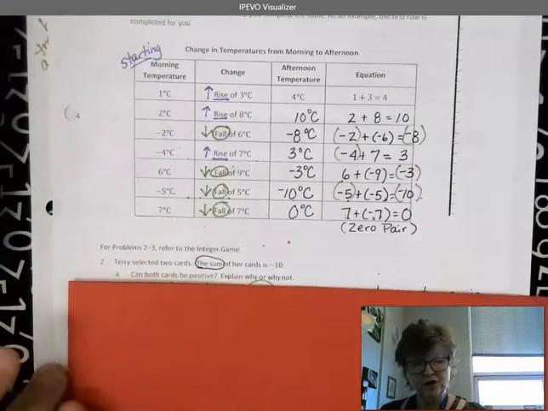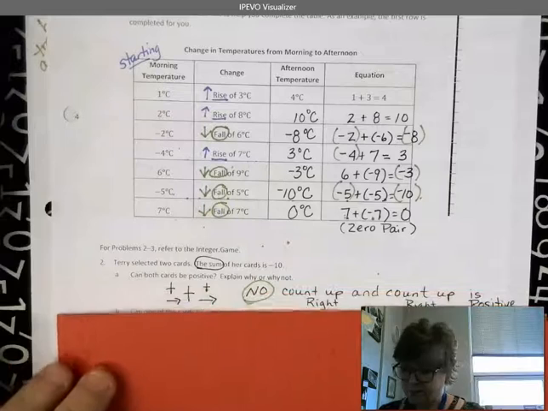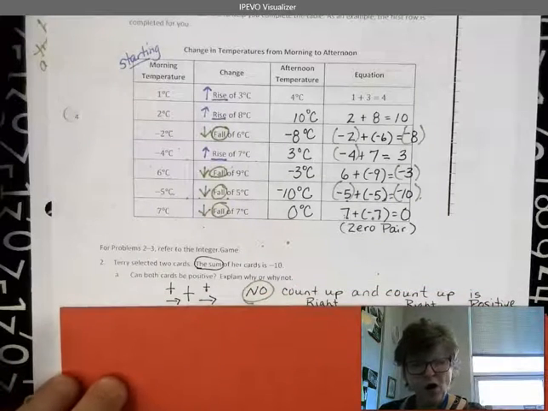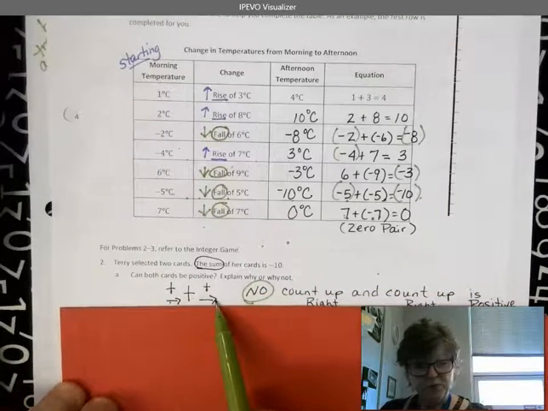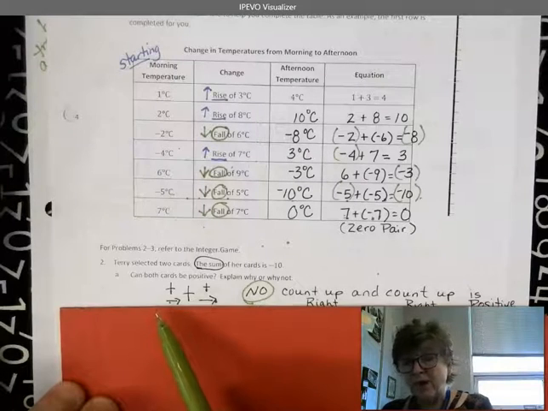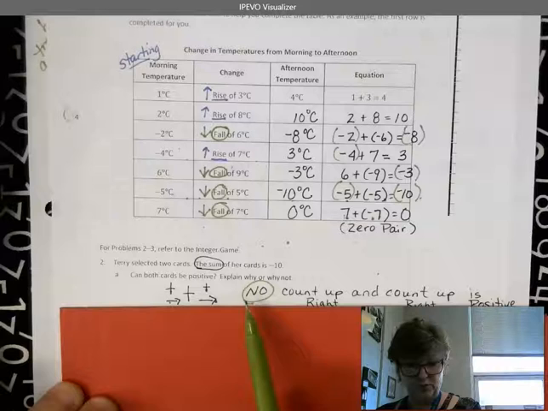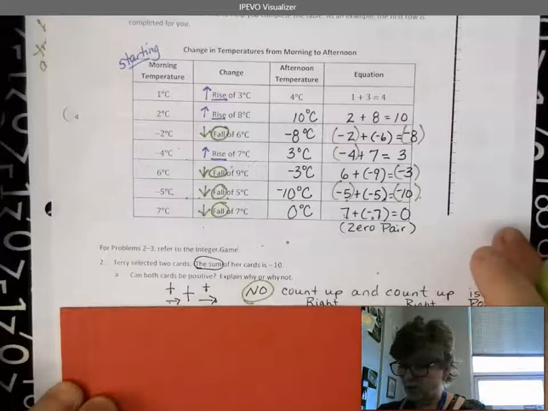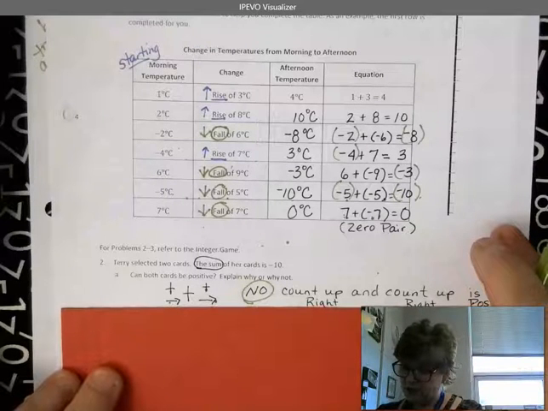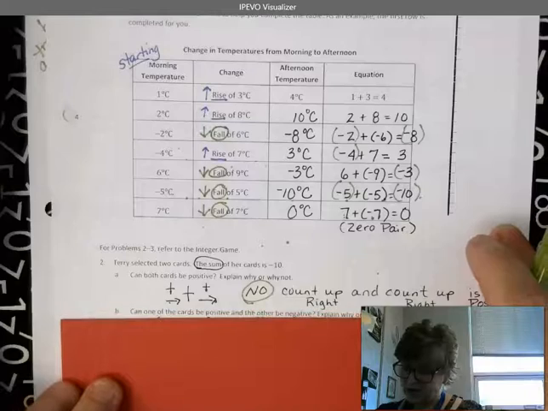Moving down below, Terry selected 2 cards with the sum of -10. So can both my cards be positive? No, they cannot, because positive numbers move from the right of 0, so they're already positive, and they keep moving right. Therefore, they cannot have a solution of -10 or a sum of -10.